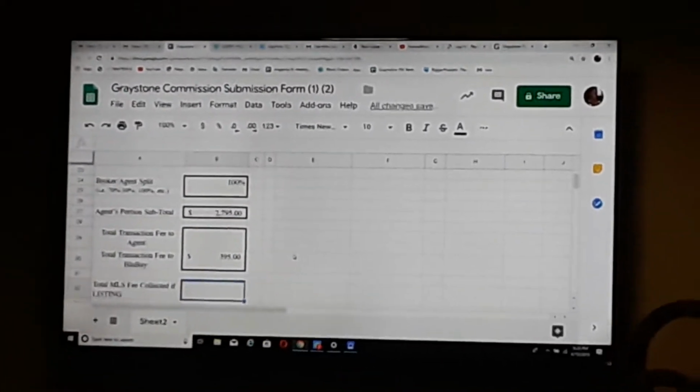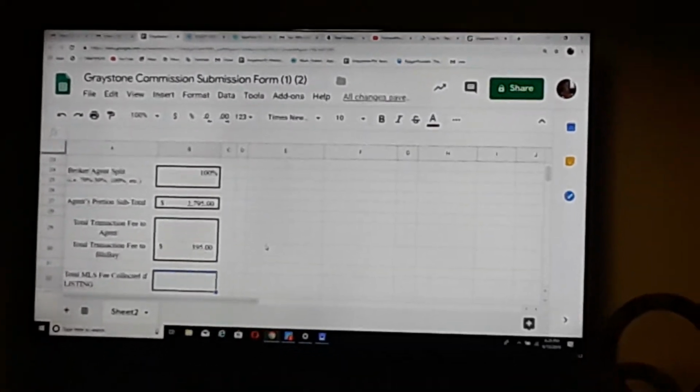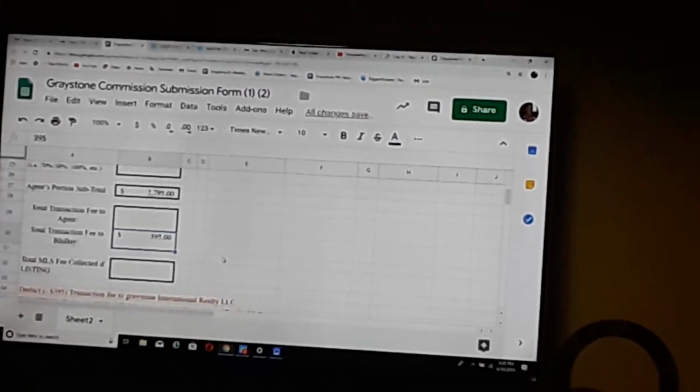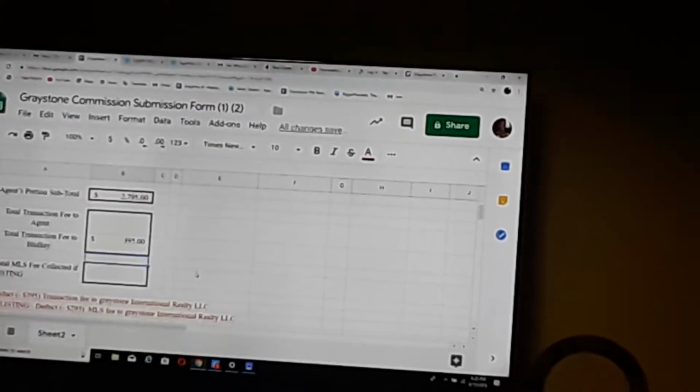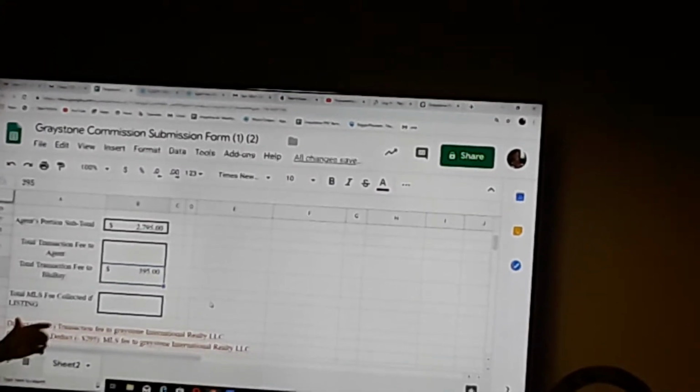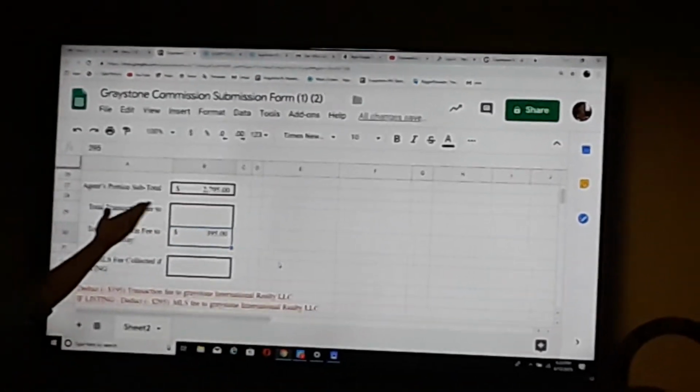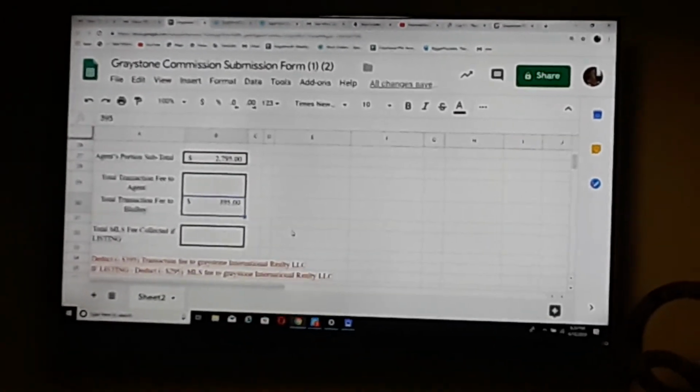Got it? I got it, I charge my clients. Now, the one at the bottom should always be there. The $395 is always there, the transaction fee to Graystone. It will always be there. Yeah, but it changes, unless it changes. I have agents that charge $495 and they keep 100. Right, but the $395.